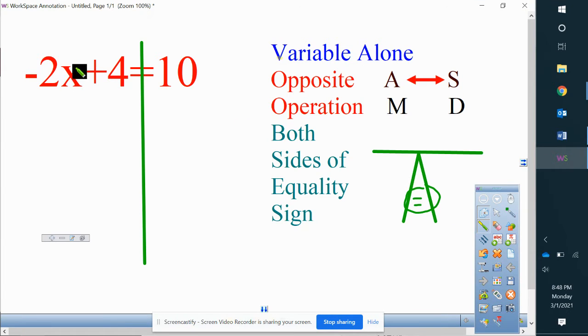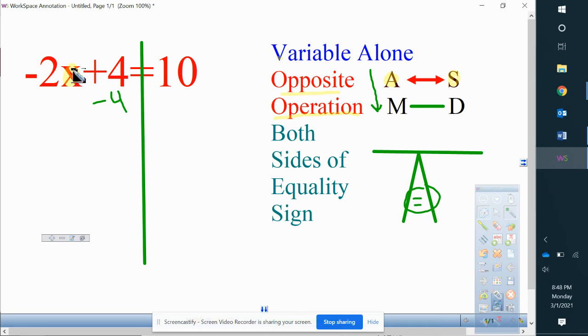Okay, so we want to get the variable alone. So in order to get the variable alone, we're going to do the opposite operation. We've got to remember, hey, the opposite of addition is subtraction, and the opposite of multiply is to divide. Okay. So now what we want to do is get rid of our addition and subtraction first. That's a little trick that kind of helps us out.